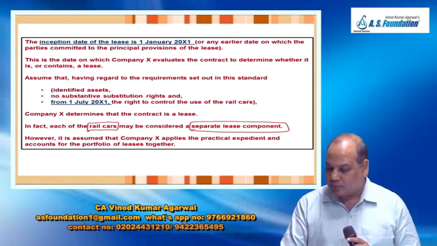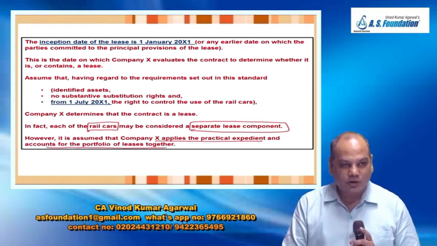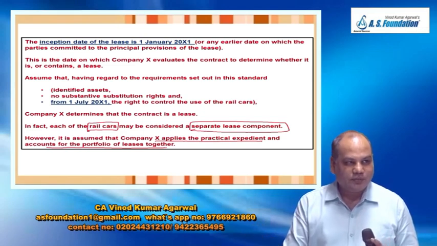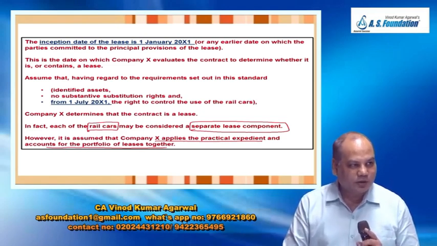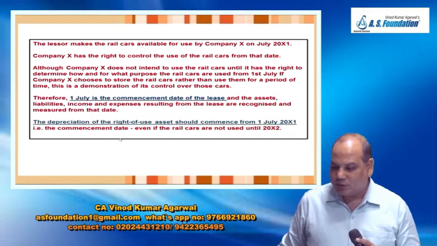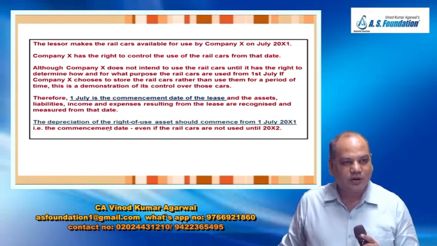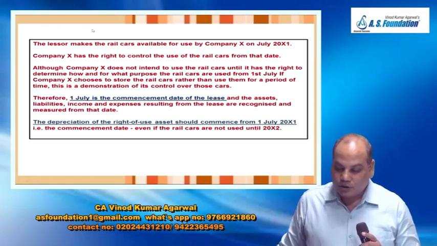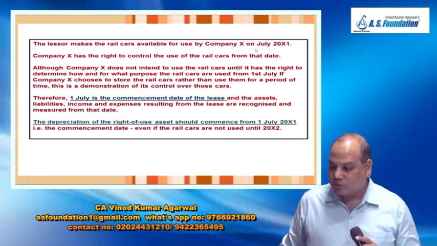We are not given how many rail cars. However, it is assumed that company X applies the practical expedient and accounts for the portfolio of the leases together because they are similar assets taken from the same party. Okay. And therefore, as a practical expedient, I will treat them as one single lease and do the accounting. The lessor makes the rail car available for use on 1st July. Company X has the right to control the use of the rail cars from that date.